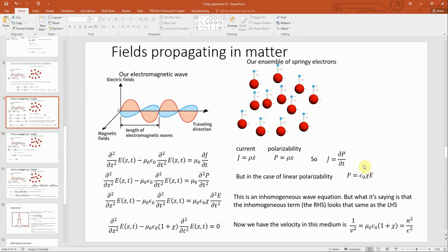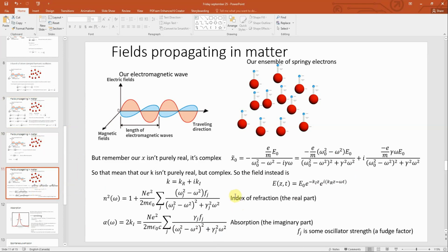So we've only been assuming here that everything is real, and so that means that our index of refraction is real. But chi isn't purely real. This displacement of the electron isn't purely real. It's complex. We have the real part here, and we have this imaginary part here. So what that means is that our k isn't just a real part, but a real part plus an imaginary part, so i times ki. So we stuff that into our solution for our wave equation, and we still get this E naught e to the i(kz minus omega t) for the real part, but the imaginary part gives us something that goes as e to the minus ki z.